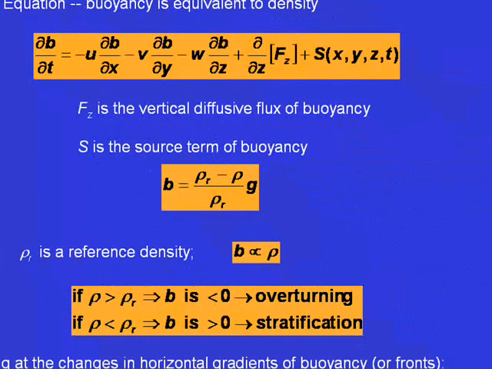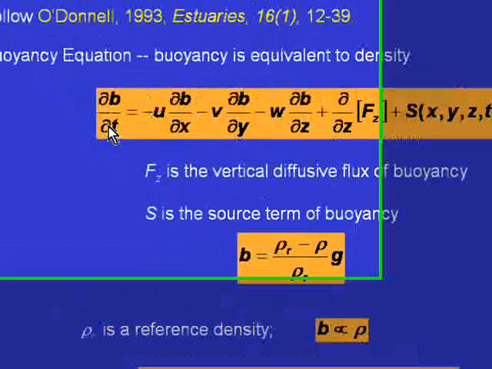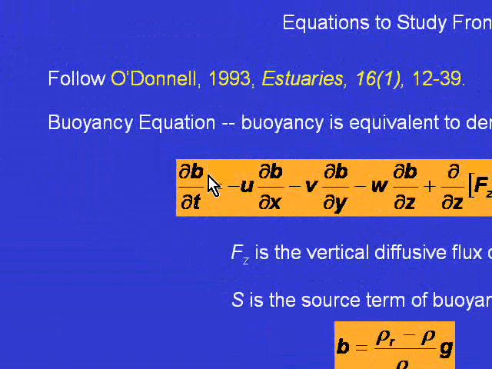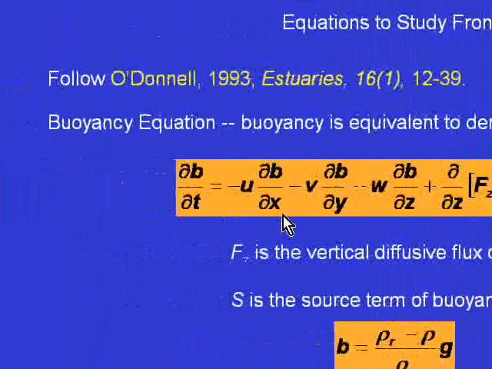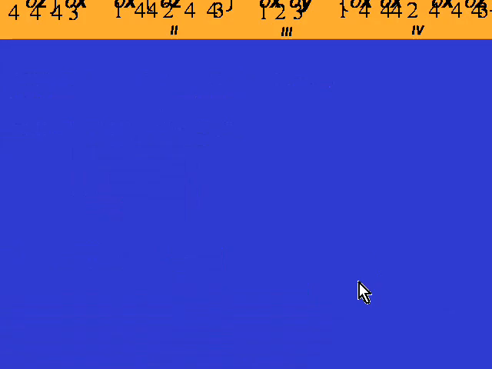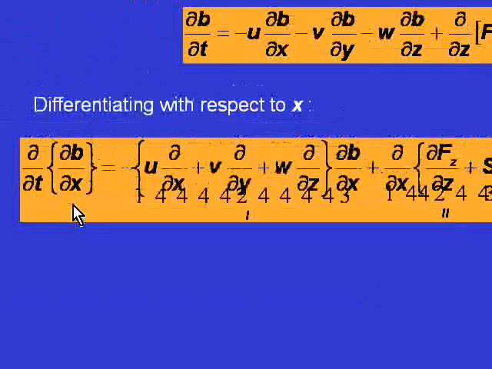So in order to see how fronts may evolve in time, that is, looking at this equation, we're going to look at the spatial changes of buoyancy with time. So we have to differentiate this equation with respect to space. So we're going to differentiate it with respect to x, but you can do it with respect to y also. At the end, you're going to get the same mechanisms that produce these changes.